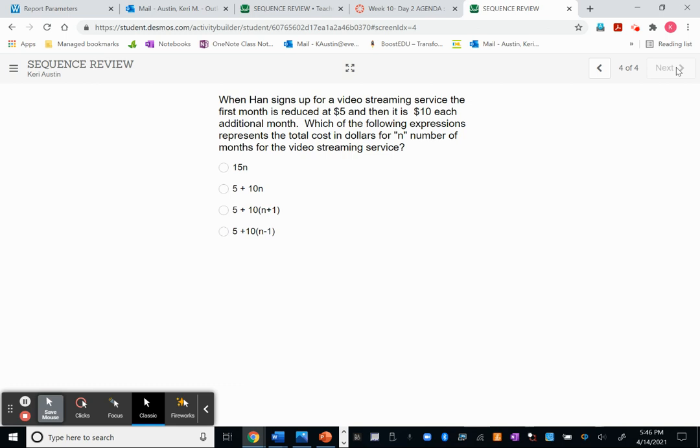When Han signs up for a video streaming service, the first month is reduced at $5 and then it is $10 each additional month. Which of the following expressions represents the total cost in dollars for n number of months for the video streaming service? All right, so let's just kind of write down what happens. So the first month, month 1, he pays $5.